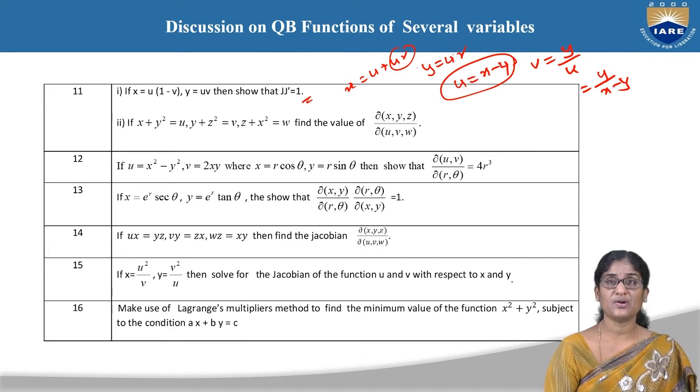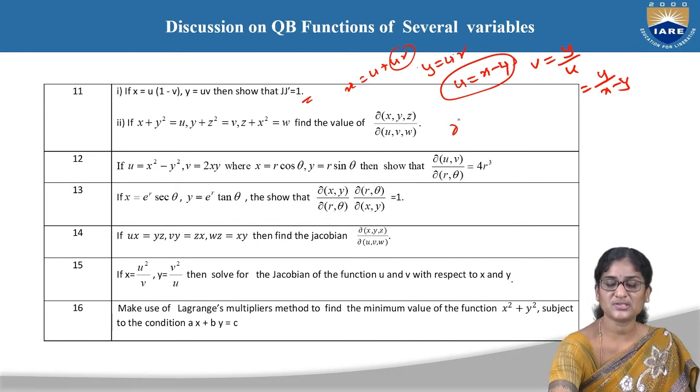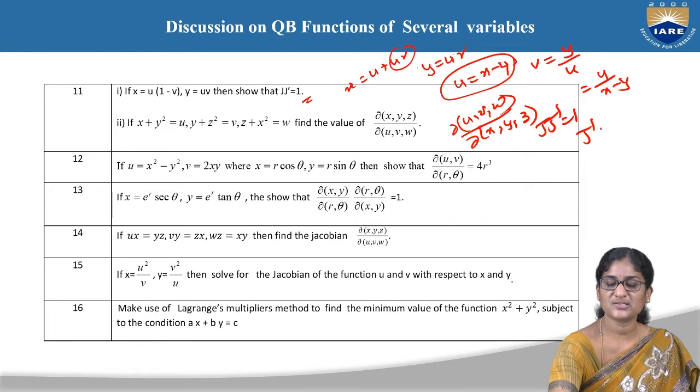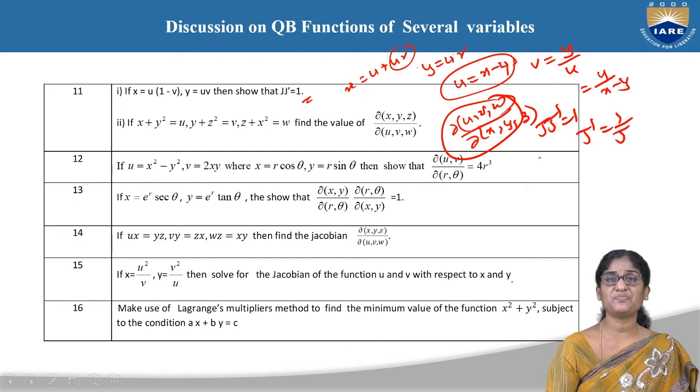x plus y square is equal to u, and y plus z square is equal to v, z plus x square is equal to w. He asked you to find out the ∂(x,y,z)/∂(u,v,w). So you can do just ∂(u,v,w)/∂(x,y,z), and then reverse the value by using the property that J into J dash is equal to 1. Therefore, J dash is equal to 1 by J. So whatever answer we get, we'll write the reciprocal of that.